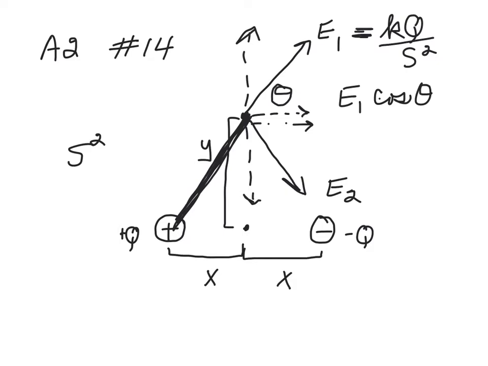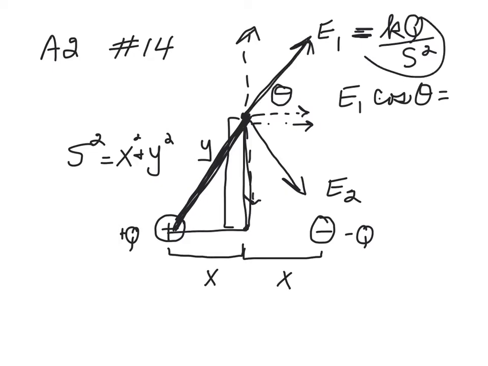S would be the square root of x squared plus y squared, right? So that length is the square root, but in the equation we have S squared, so I'm just going to leave it x squared plus y squared. Those are the numbers you're given in the problem. Okay, so that gives us the x component, that's E1. We have to multiply by the cosine of theta, and we'll get this vector.